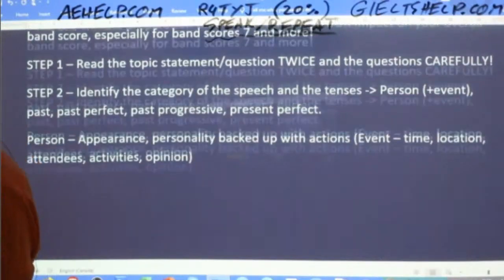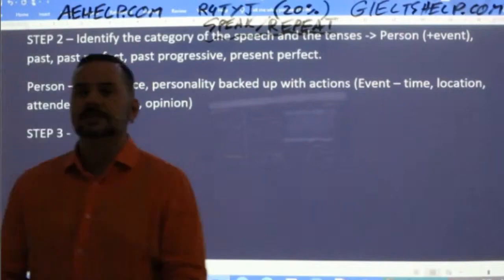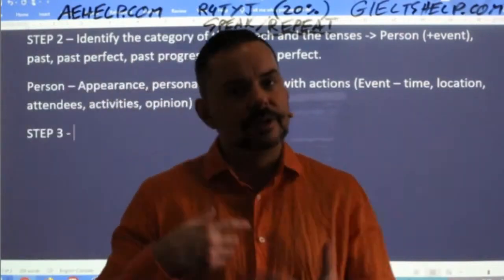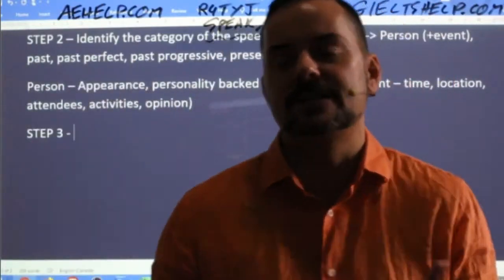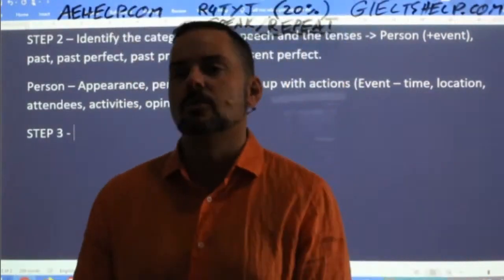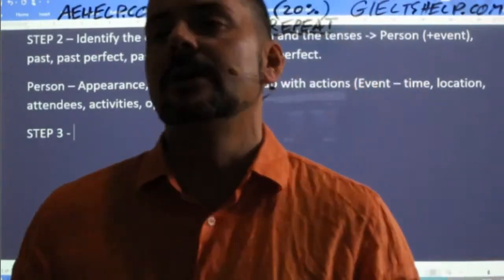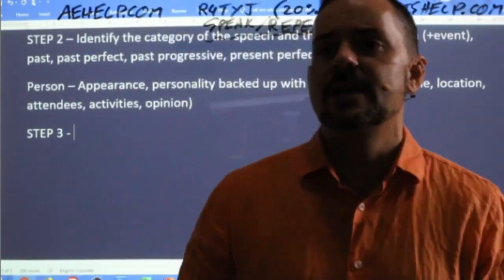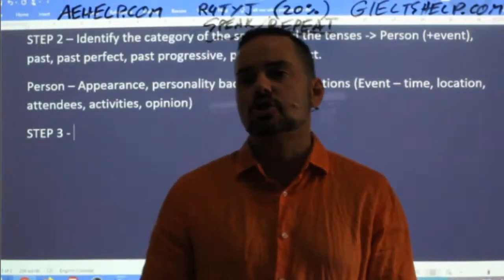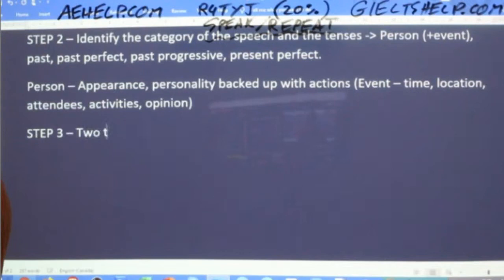So what's my next step? Step 3. Moving along beautifully. See, when you know what you're doing, you can really just kind of go step by step. So step 1, we looked at the question, we interpreted, understood the question. Step 2, we identified the category, we identified the tense, and now we think of 2-3 choices that are easy to talk about and unique. So 2 to 3 possible choices.